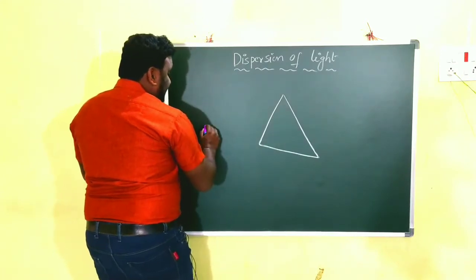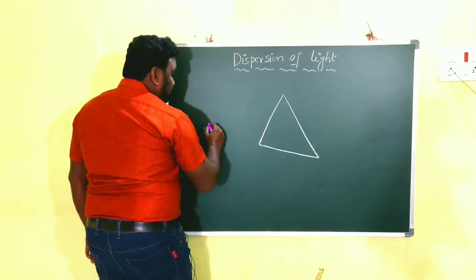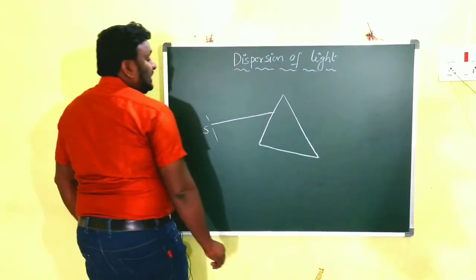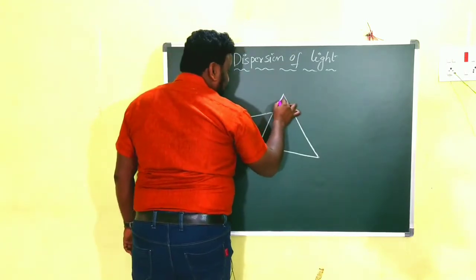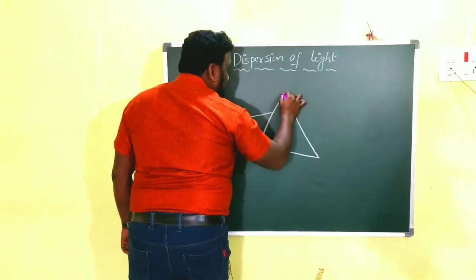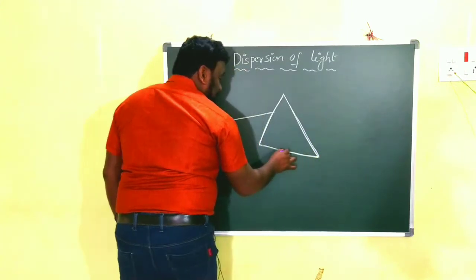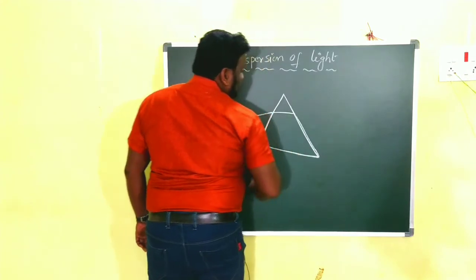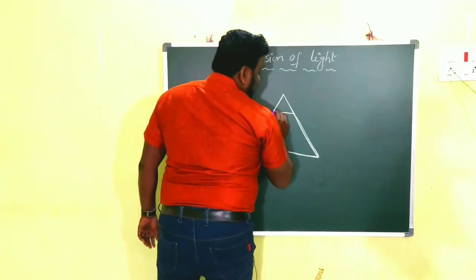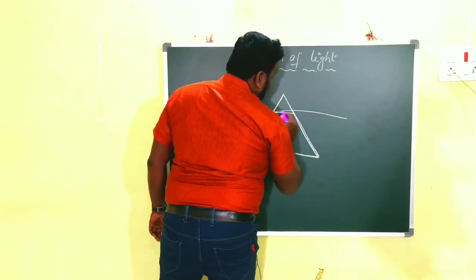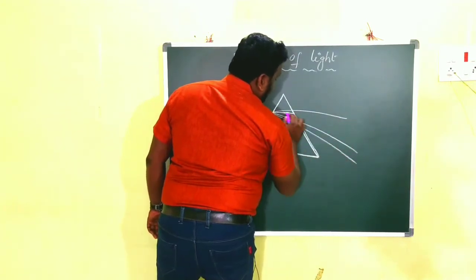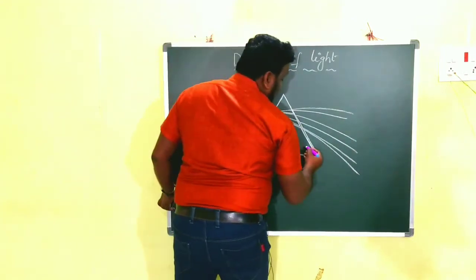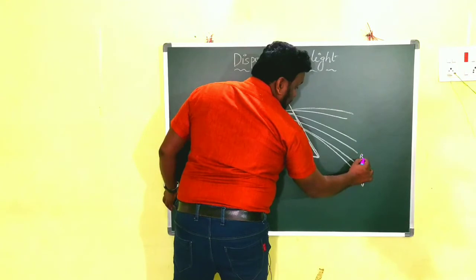Here there is one source of light. From that source of light, white light is incident on one of the refracting surfaces of the prism. Now it is refracted, and that is divided into 7 colors like this. After refraction, the light splits into colors like this: V, I, B, G, Y, O, R.